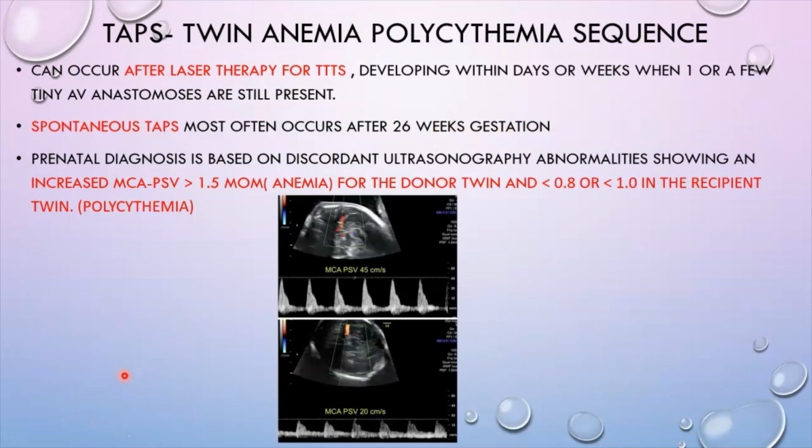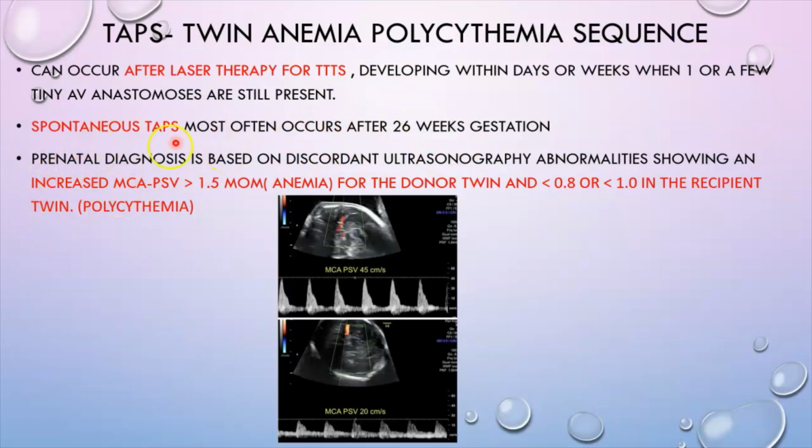The second syndrome in monochorionic pregnancies which is identified by Doppler is TAPS, that is twin anemia polycythemia sequence. Now this TAPS can occur after the laser therapy for TTTS, developing within days or weeks when one or a few tiny AV anastomoses are still present. Spontaneous TAPS can also occur, which most often occurs after 26 weeks of gestation.